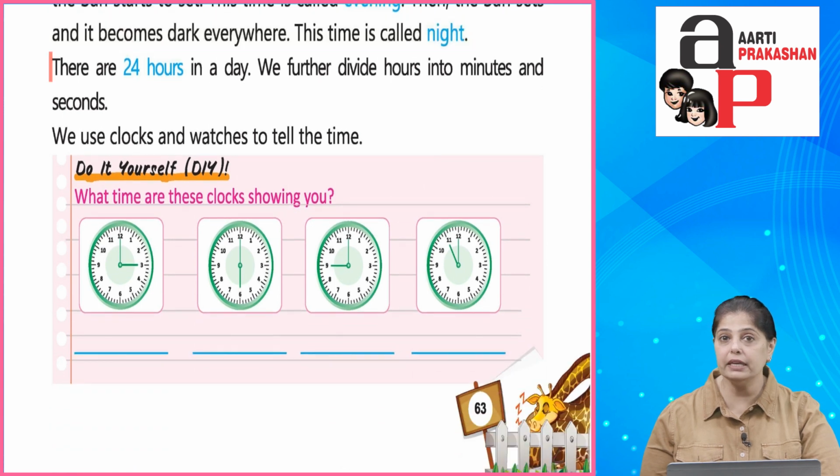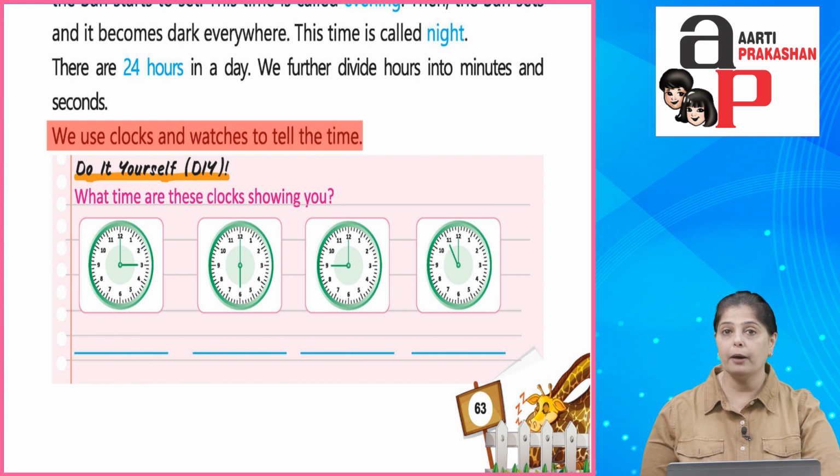There are 24 hours in a day. We further divide hours into minutes and seconds. We use clocks and watches to tell us the time. ठीक है बच्चों, हमको टाइम का पता कैसे चलता है? एक तो सन के डायरेक्शन से हमें पता चलता है और दूसरा एग्जैक्ट टाइम हमें कैसे पता चलता है? Through clocks and watches. There are 24 hours in a day. And then there are minutes and there are seconds also.